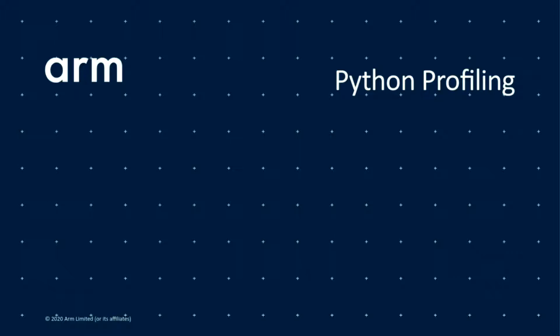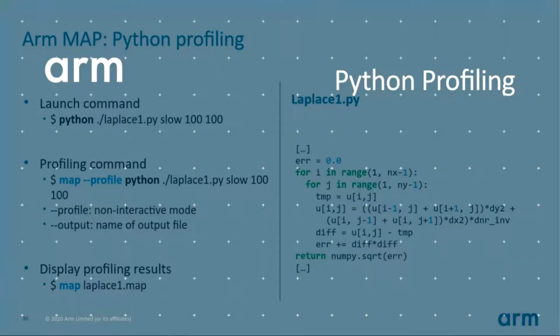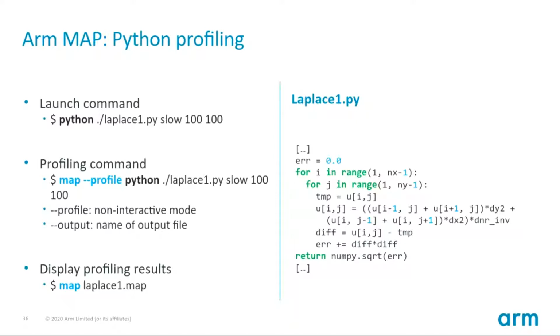A new feature that was introduced in our tool is Python profiling. I'll be honest, I haven't tested this on Archer, so there may be some hiccups, but we're here to help you through that in case there are some issues. But the idea is that you can profile Python code the same way you would profile your typical MPI application. You just stick map --profile in front of it along with python.